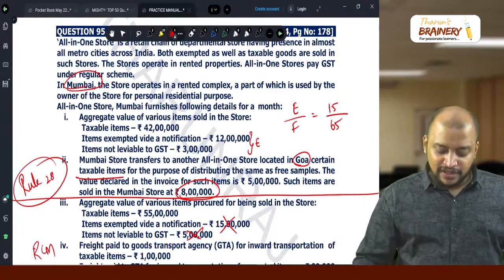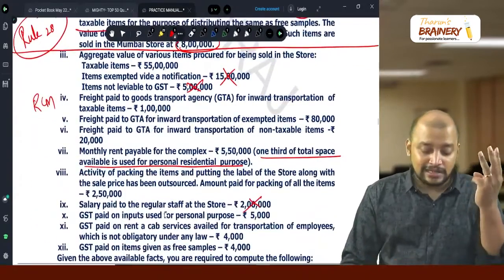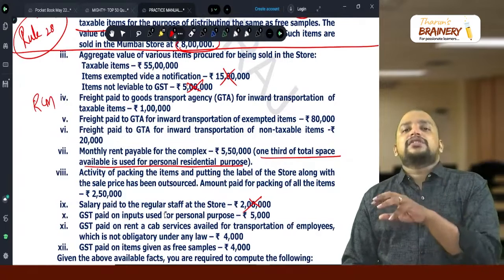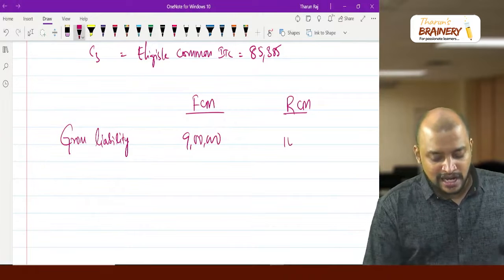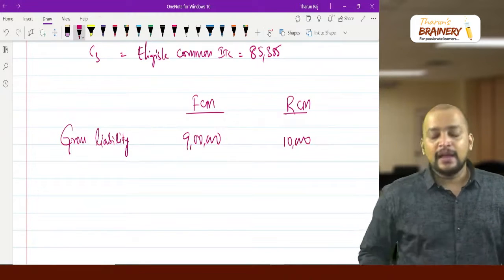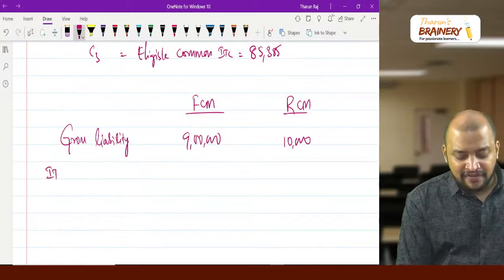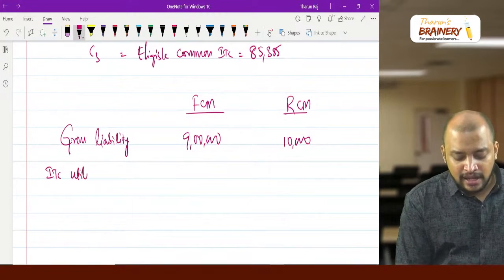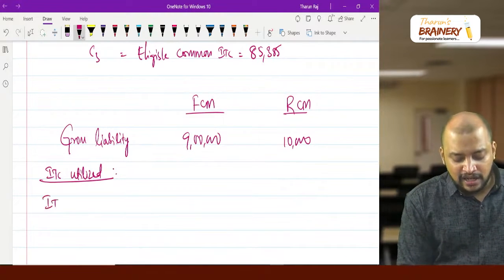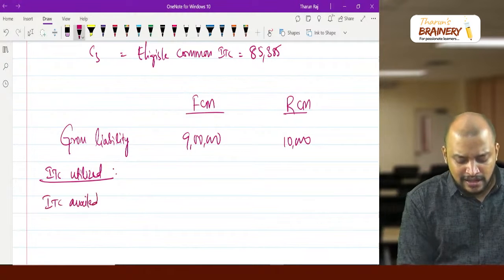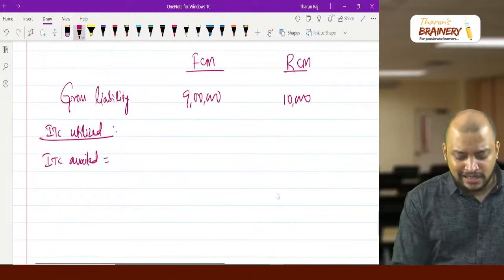RCM liability is only with respect to GTA services. So what is that GTA services? 3 GTA RCM: 1 lakh, 80,000 and 20,000, 2 lakhs. 2 lakhs into 5% will be 10,000 RCM liability. Then input tax credit. First, what is the ITC availed? The ITC availed here is 11,06,000.